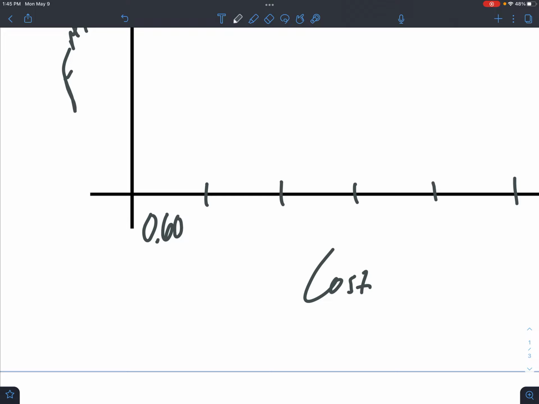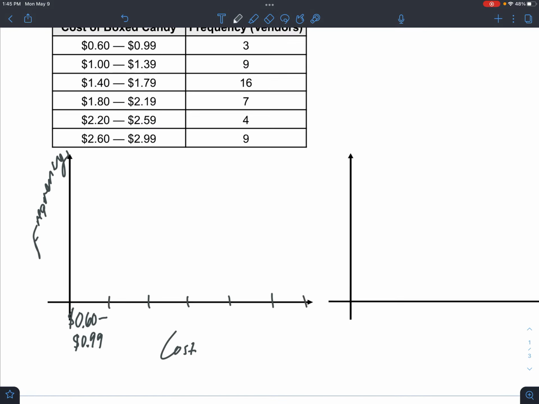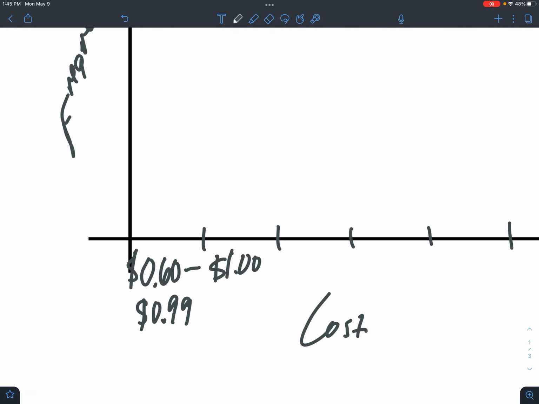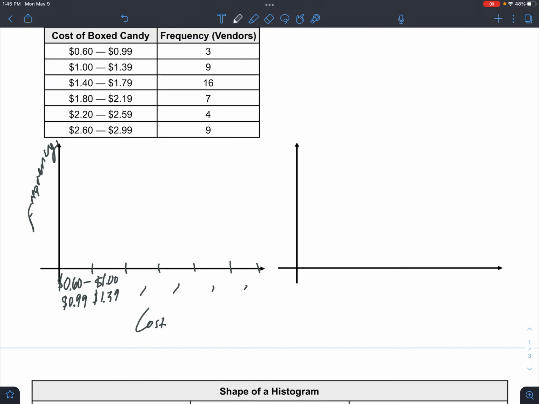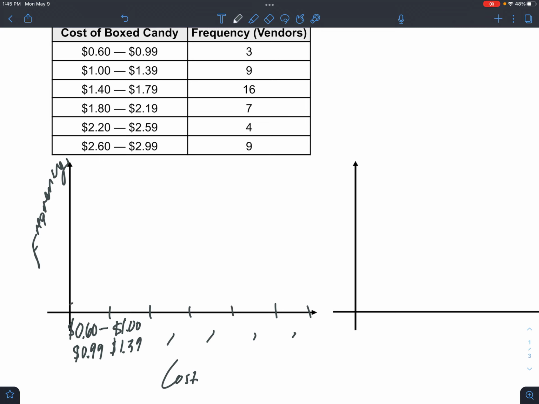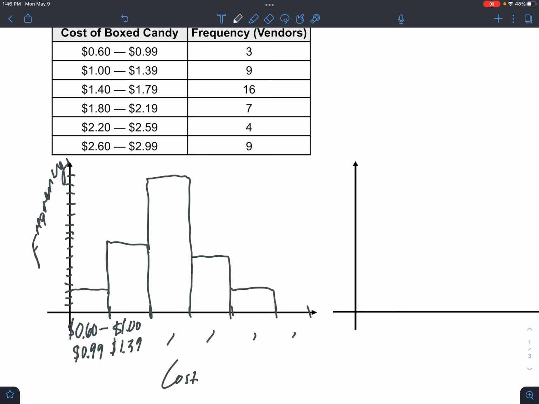So this was 60 cents to 99 cents. Okay, and this was a dollar to $1.39. And then you can continue this process. You can imagine that the next four would go there, and then you just go up to your frequency. So here's 3, 1, 2, 3, here's 9, it's 10, 11, 12, 13, 14, 15, 16, and then down to 7, and the next category is down to 4, and the next one went all the way back up to 9.